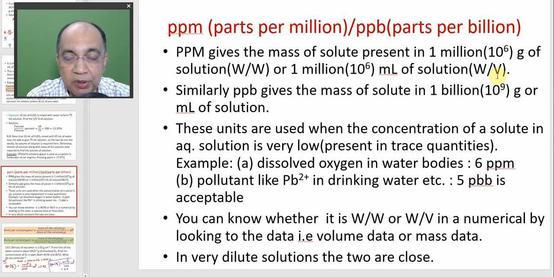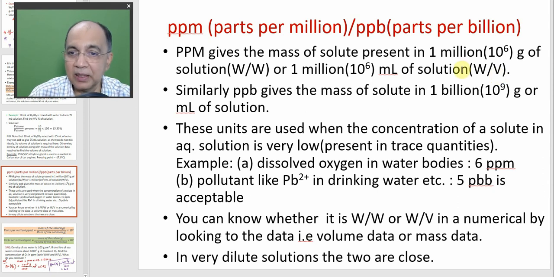Because of such a dilute solution, the density is very close to 1. Density of that aqueous solution containing a trace quantity of such a contaminant is very, very close to 1. Therefore, W by W ppm or ppb is nearly the same as W by V ppm or ppb, because 10 to the power 6, 1 million grams of such a solution is approximately equal to 1 million milliliters or cm3, because the density is almost equal to 1.